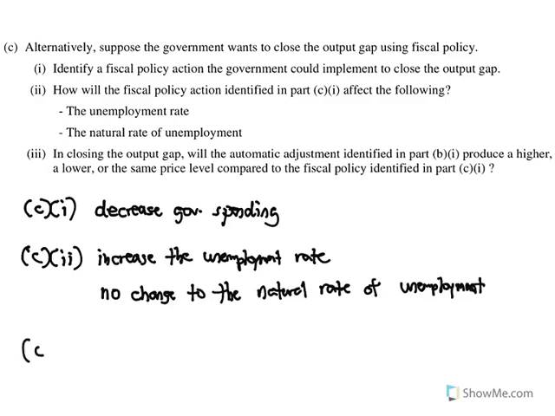And then finally for C3, it says, okay, well, we closed that gap with the fiscal policy, but which price level is going to be higher? Or rather, is that automatic adjustment that we did in Part B1 going to give us a higher, lower, or the same price level as the fiscal policy? And so again, this is just multiple choice here. So if you had no idea what you're doing, just write higher, lower, or same, take a stab at it, and you had a 1 in 3 shot there.